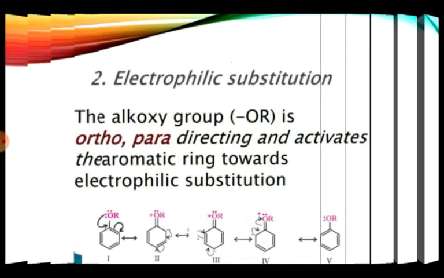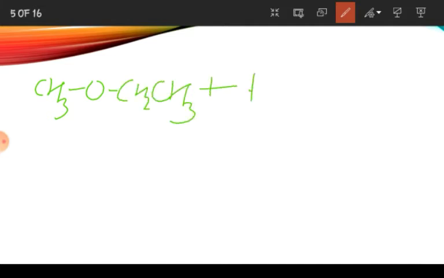Now in order to understand it well, let us see some examples. Let me discuss the examples with you first. Suppose we have this as our ether, CH3OCH2CH3, plus HI. Generally I is taken because, as you all know, it is considered a better leaving group.